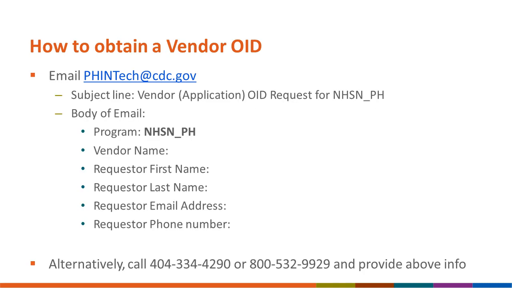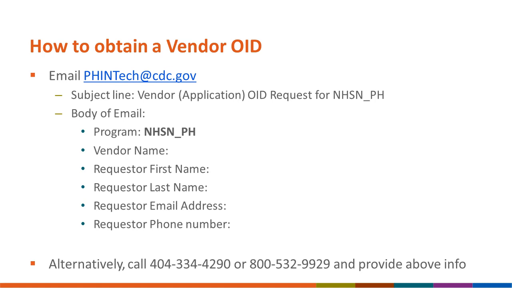The next most frequently asked question we get is, how do I obtain a vendor OID? The September 11th email that I referenced earlier contains the instructions as a PDF. I'll outline the steps today as well. Please note that vendor OID is sometimes referred to as a vendor application OID. Also note that the vendor OID is different and unique from the facility OID. Both OIDs will be needed on the AU CDA files.